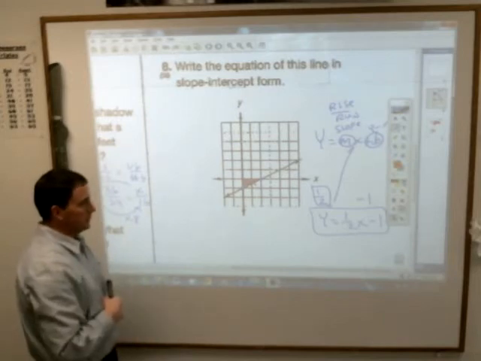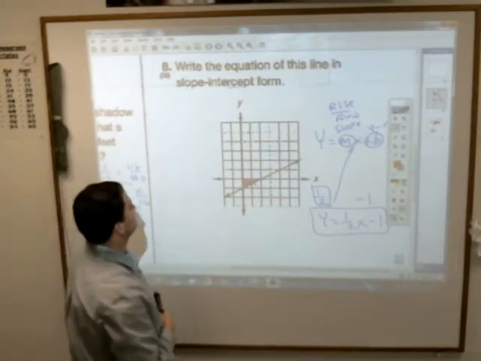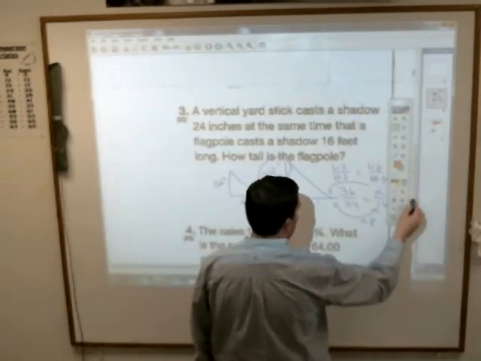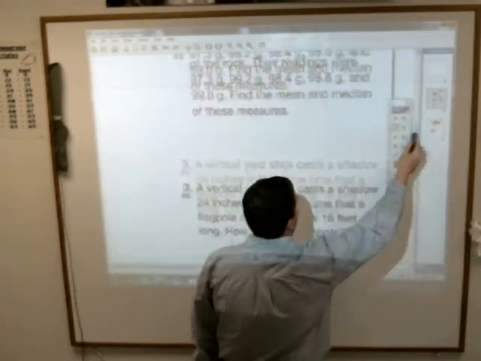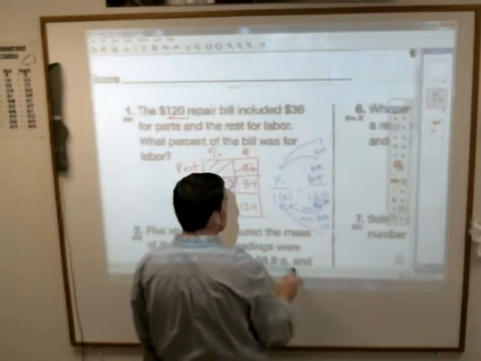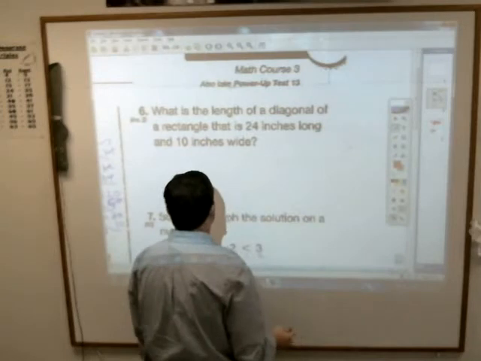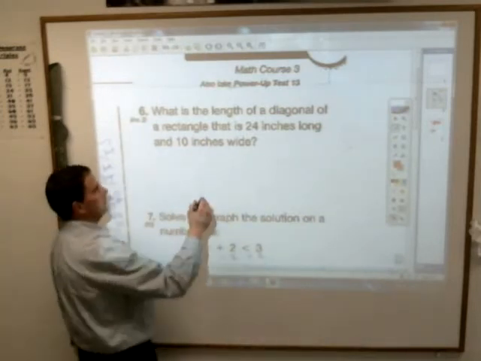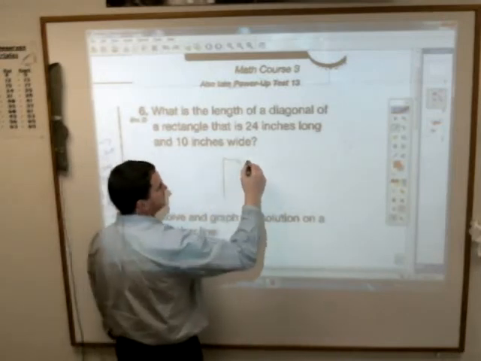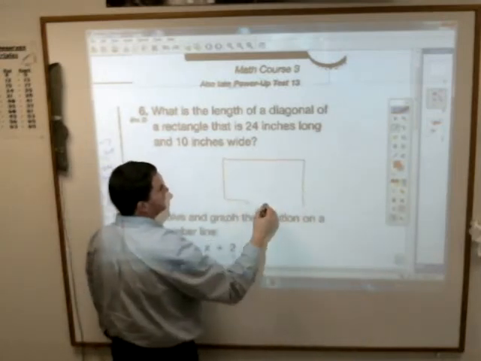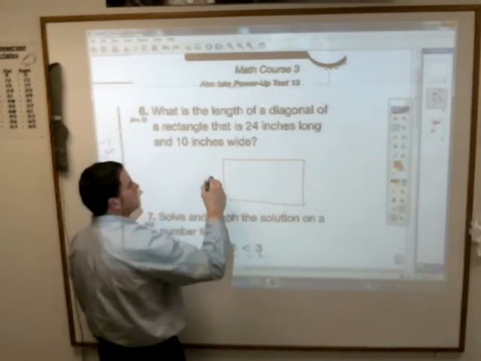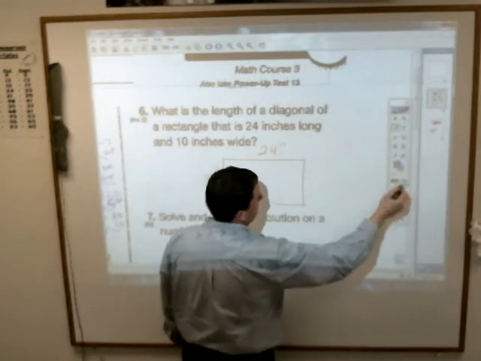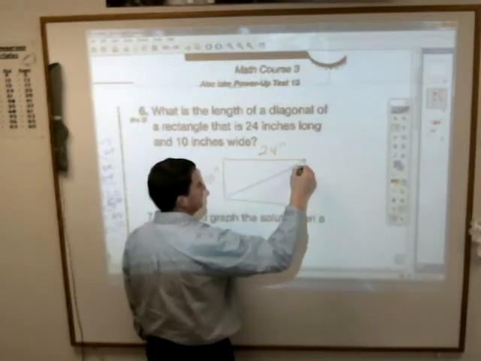Jackson. How do you do number 6? What's the length of a diagonal of a rectangle that is 24 inches long and 10 inches wide? So you drew your rectangle, Jackson, and you did it 24 by 10? 10 inches by 24 inches, and they want to know what the diagonal length is.